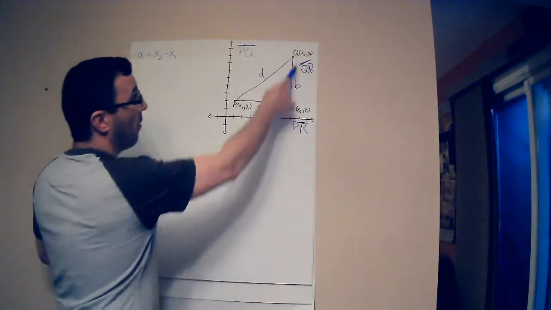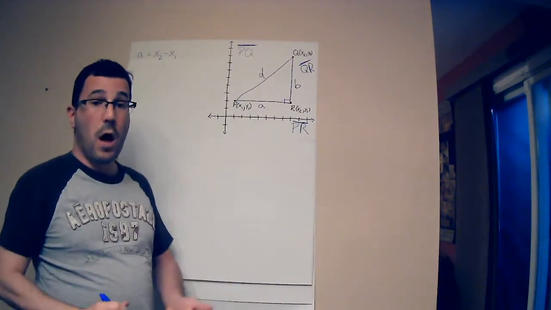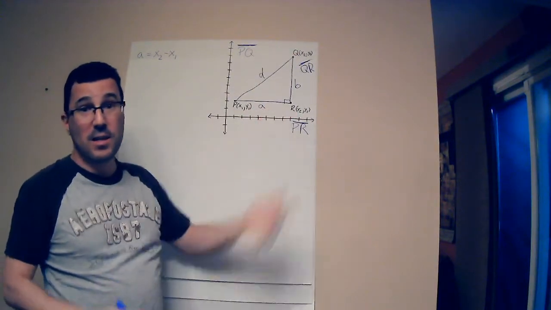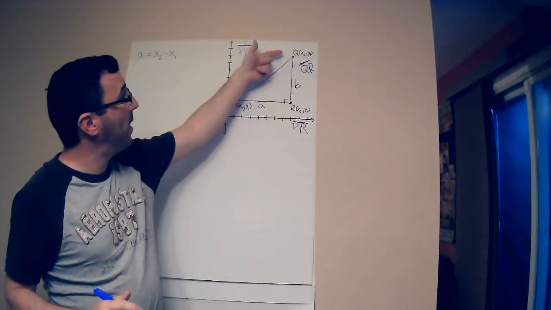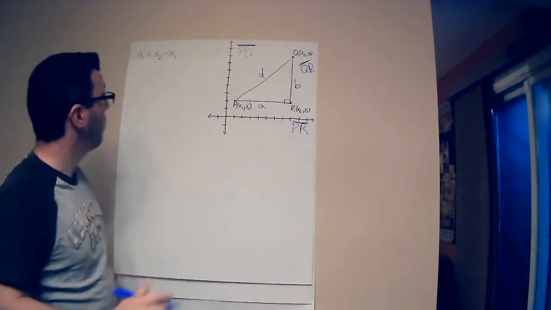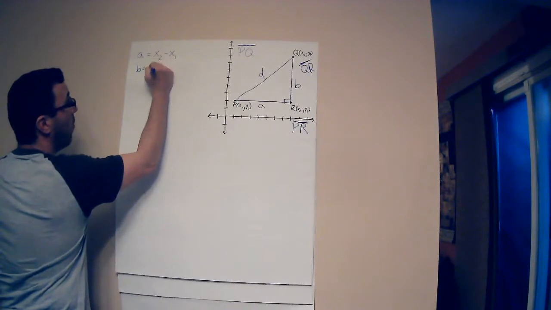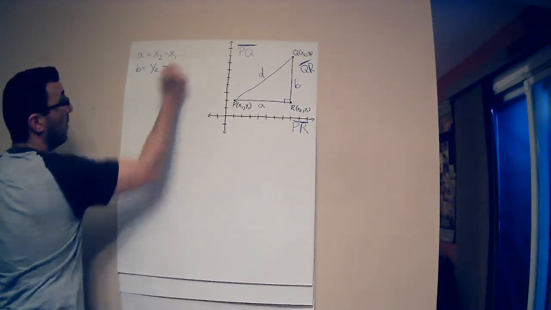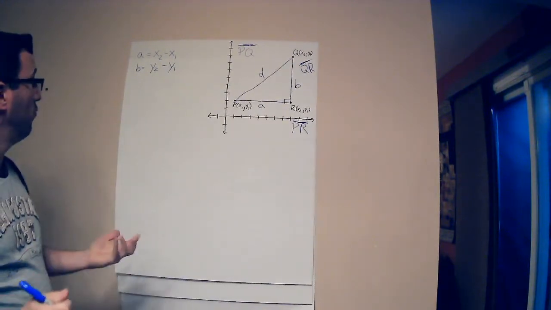In the case of our vertical line, the only thing that's changing is our y value. Again, this is x2 up here, this is x2 down there. They kind of cancel out. So again, we would just need to find what is this minus this. So I would say that B is y2 minus y1. Okay? So, where does that get us?